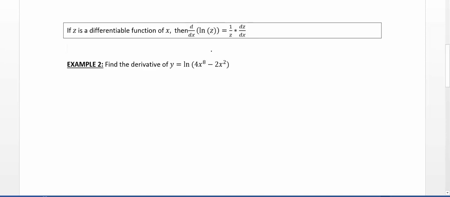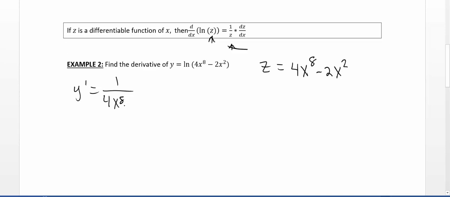So again, if we can identify what z is, which is the inside function, we can use this formula to calculate our derivative with the chain rule. So here, my z, or my inside function, is going to be 4x to the 8th minus 2x squared. So my derivative, y prime, is going to be 1 over z, so 1 over 4x to the 8th minus 2x squared, times dz dx.